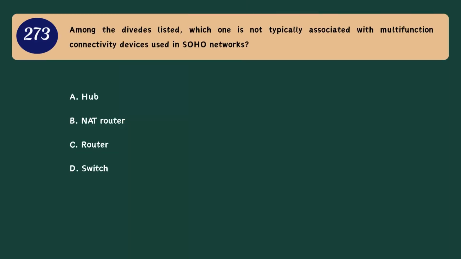Question 273. Among the devices listed, which one is not typically associated with multifunction connectivity devices used in SOHO networks? A. Hub. B. NAT router. C. Router. D. Switch.